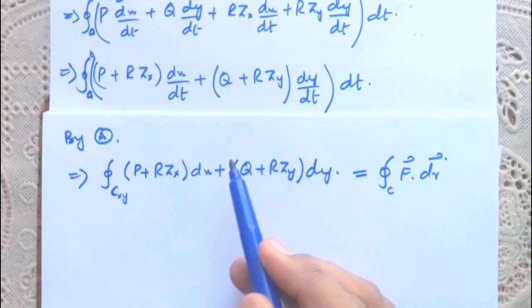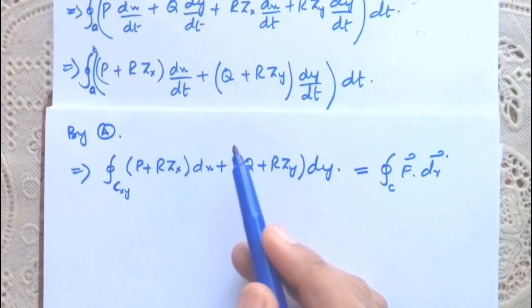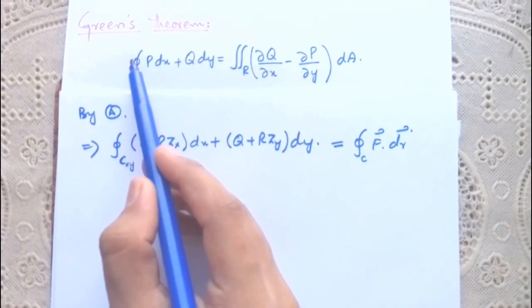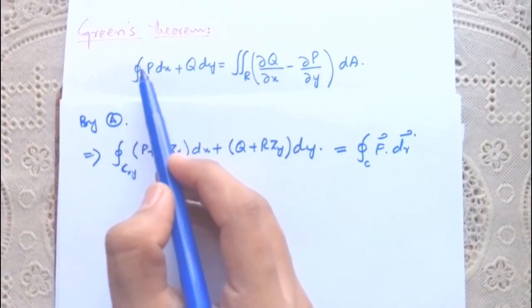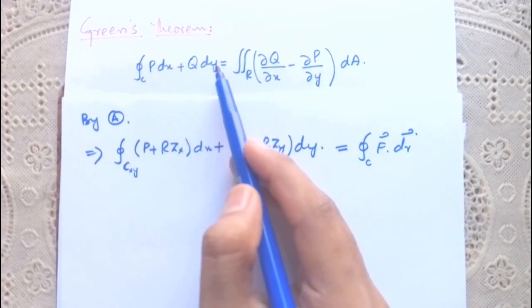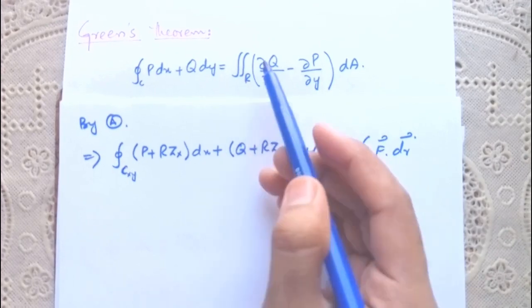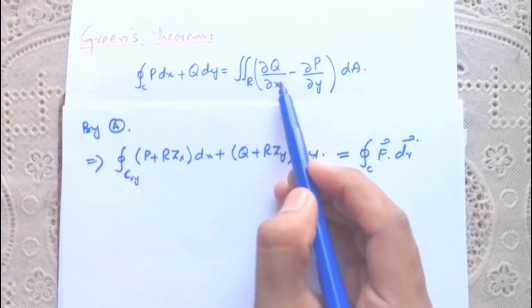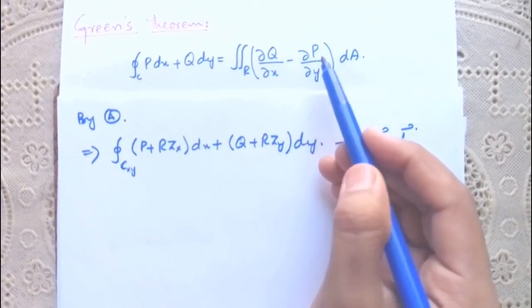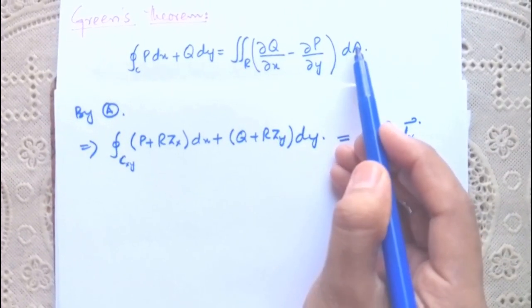So let's first see the statement of Green's theorem. Green's theorem says the line integral over the closed curve C of p dx plus q dy is equal to the double integral over the surface, over the region R, of partial of q with respect to x minus partial of p with respect to y, times dA.